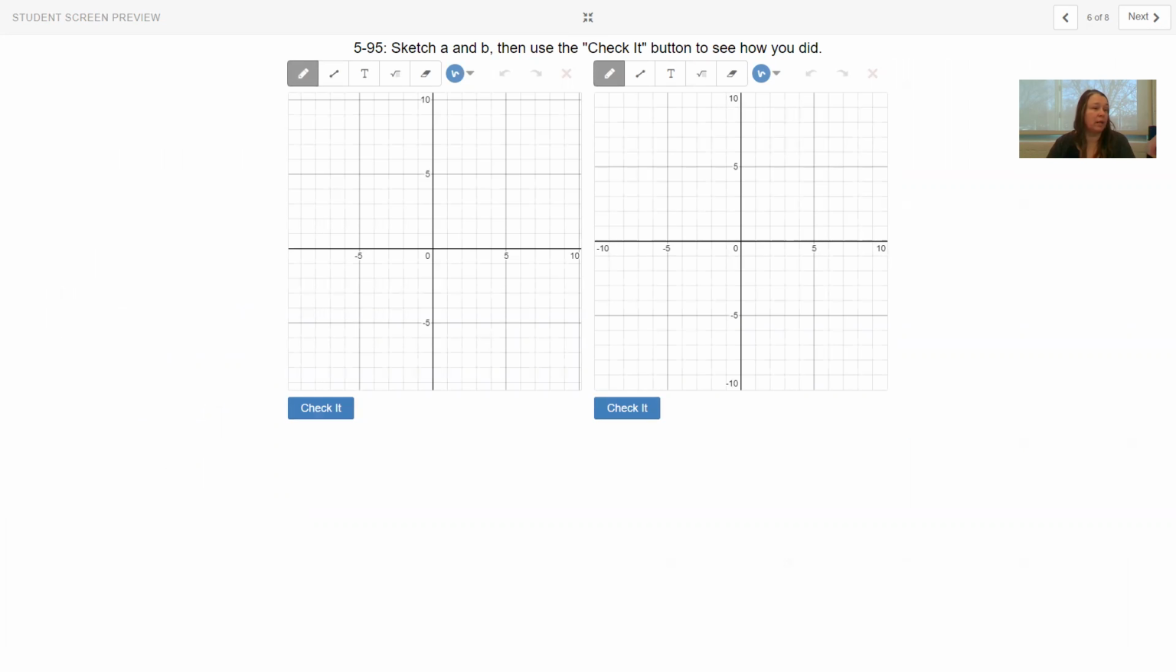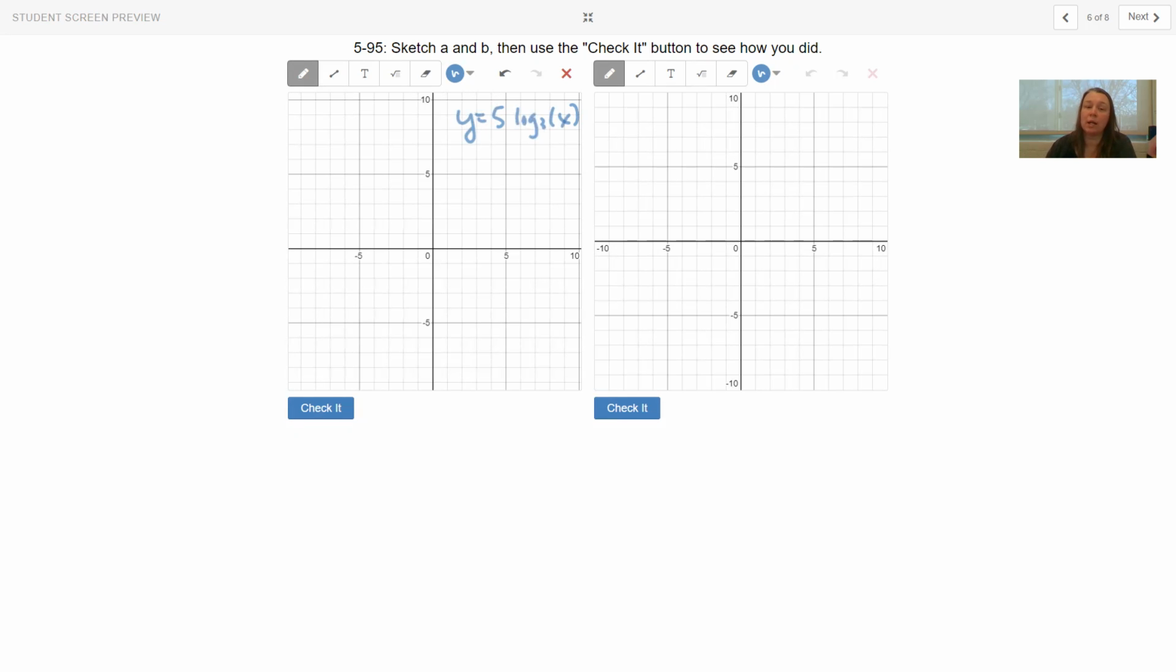So to graph these, you might be like, okay, well, what am I even supposed to be graphing? The equations come from number 95 in the book. So for part A, the equation is y equals 5 times the log base 3 of x. And so what I'm going to do is think of what the log base 3 of x would look like, and then I know I have a vertical stretch.